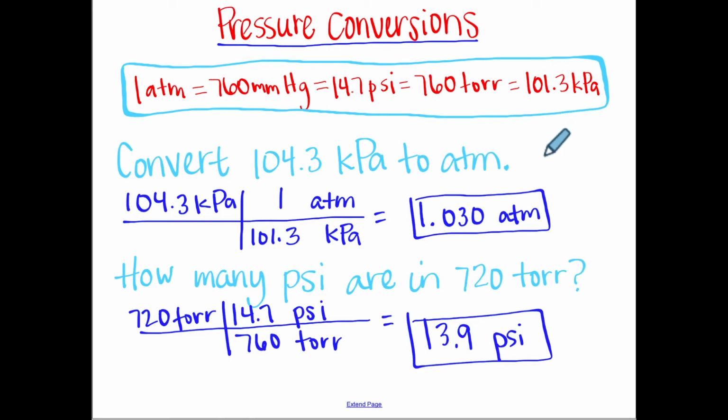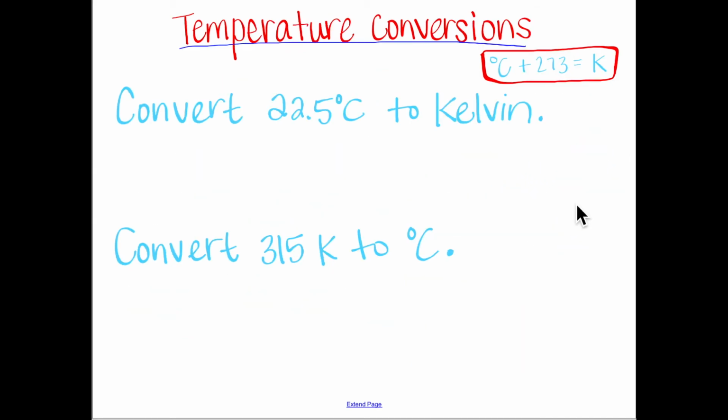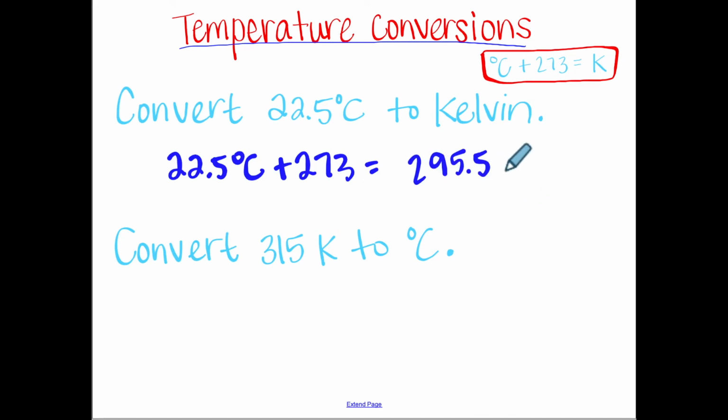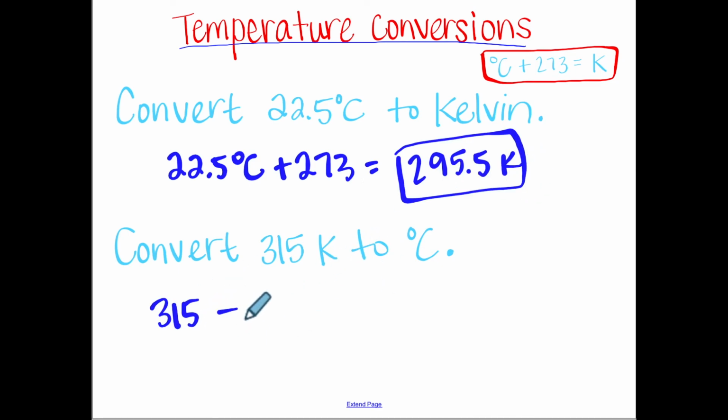The other conversion that you'll need to know how to do is to go from kilopascals to pascals. If we had a pressure of 112 kilopascals, to get from kilo to unit, we'd move 3 to the right. So that would be 112,000 pascals. Or you could go from pascals to kilopascals by moving 3 to the left. We also need to know how to convert temperatures. You only need this one formula. If you have degrees Celsius, you add 273 to get Kelvin. So to convert 22.5 degrees Celsius to Kelvin, we add 273 and we get 295.5 Kelvin. If you have Kelvin, to get to Celsius, you'd subtract 273.